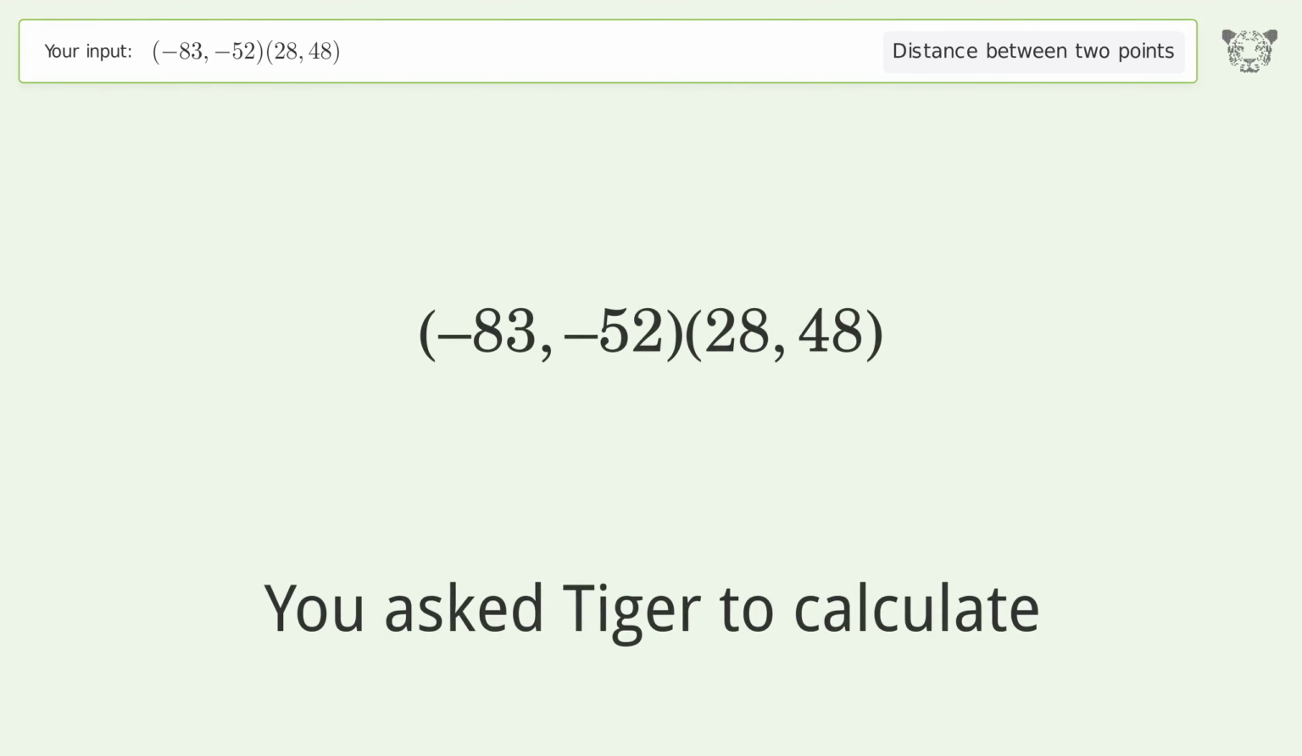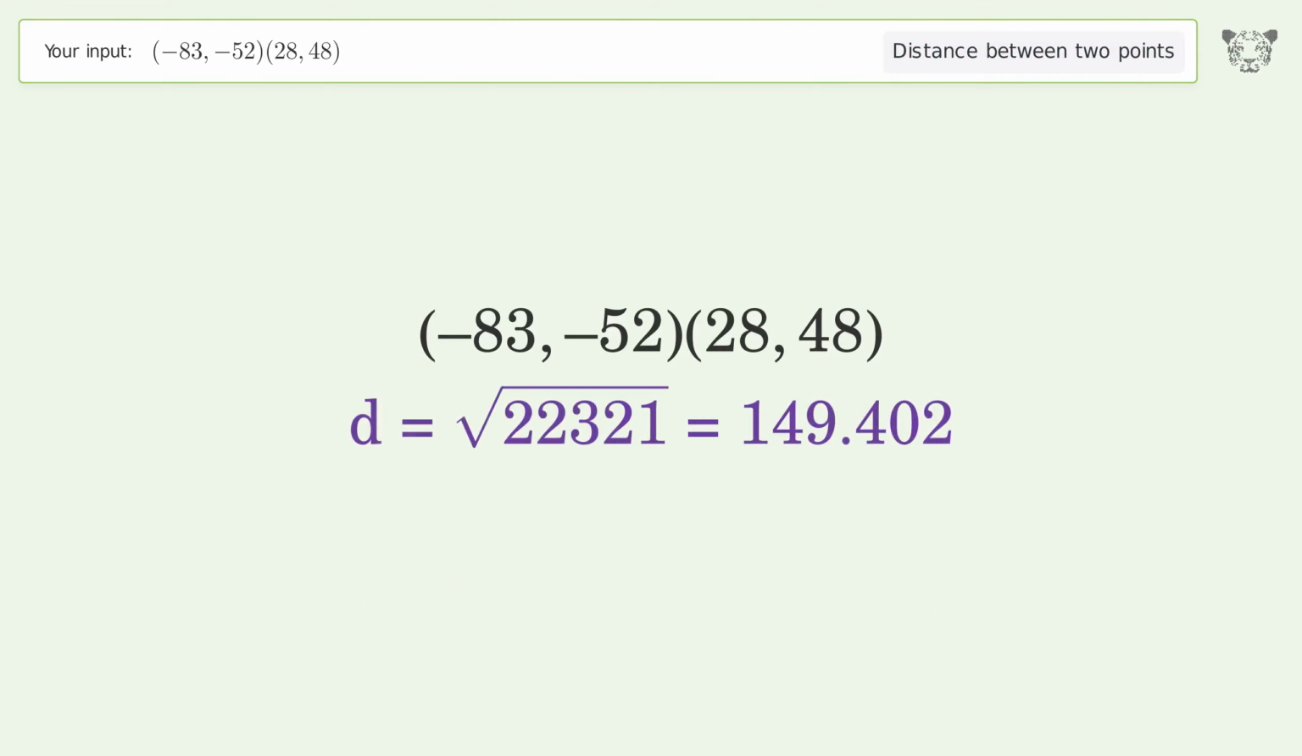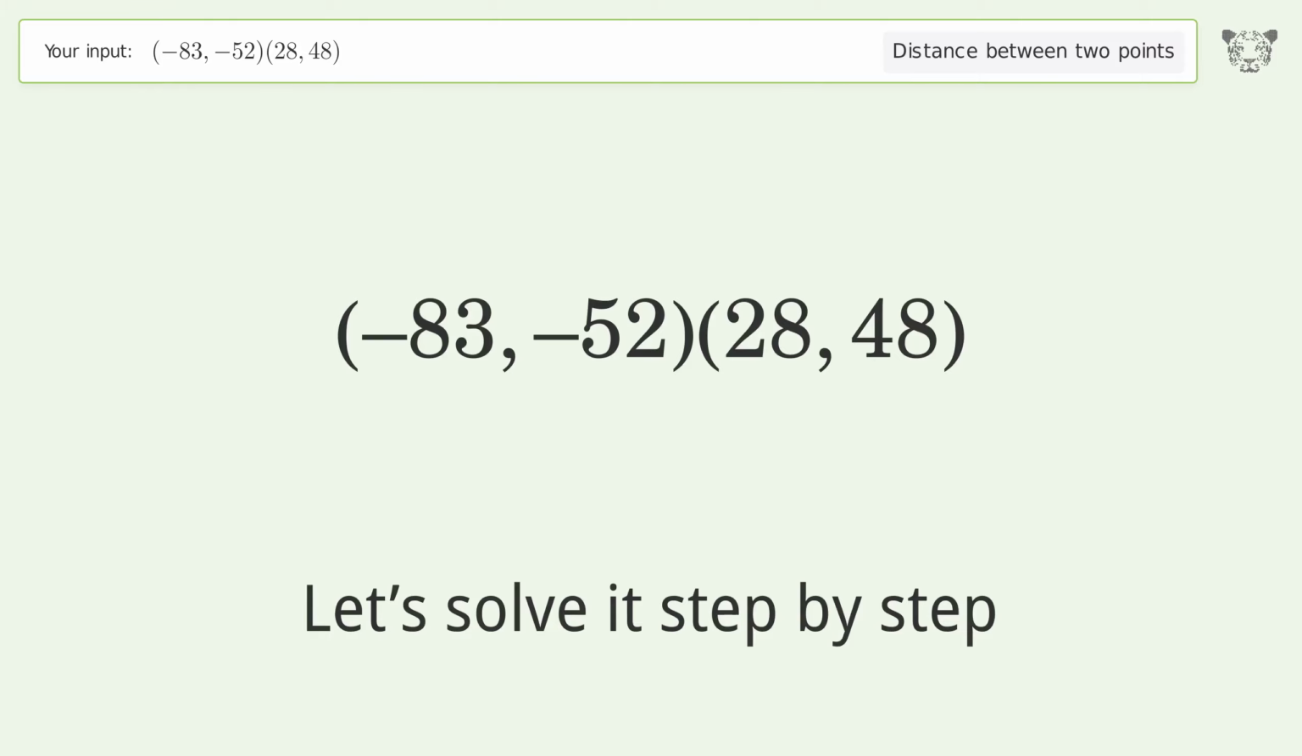You ask Tiger to calculate. This deals with the distance between 2 points. The distance between the 2 points is the square root of 22,321, or 149.402. Let's solve it step by step.